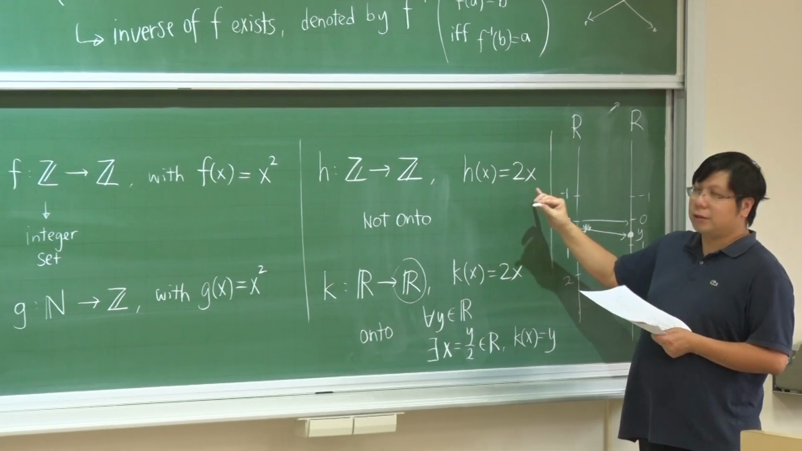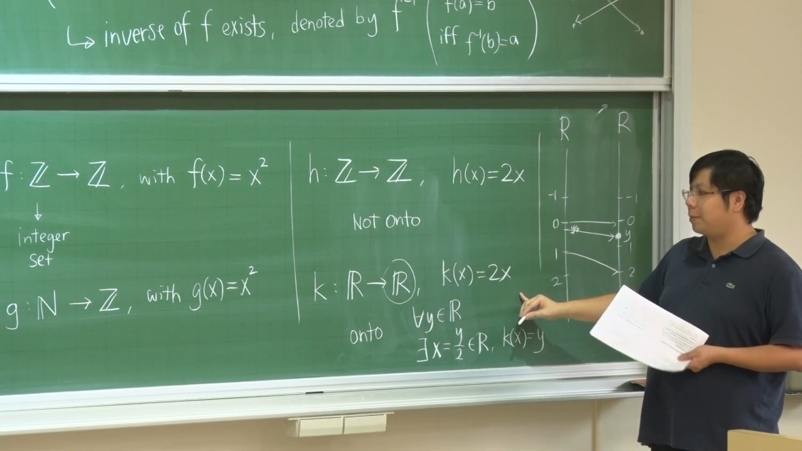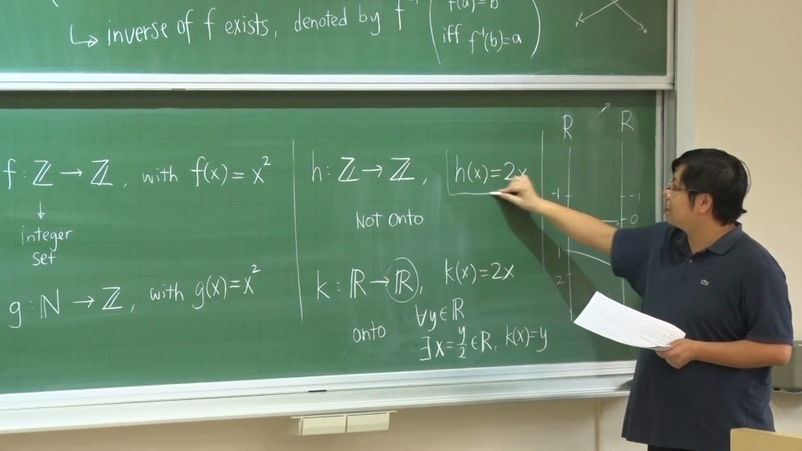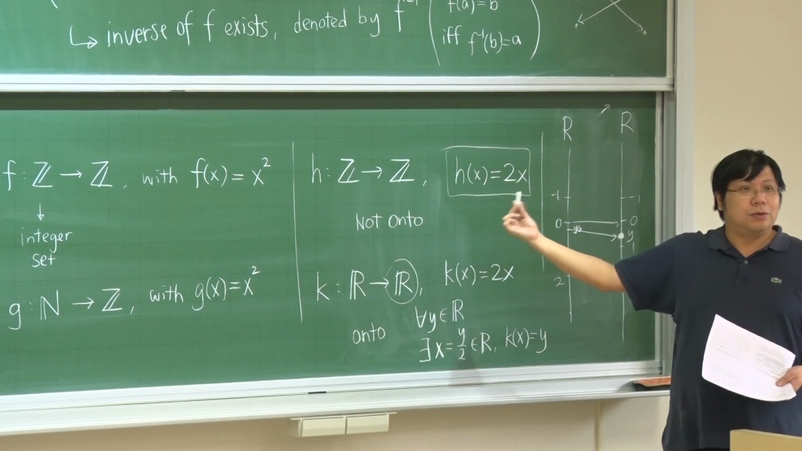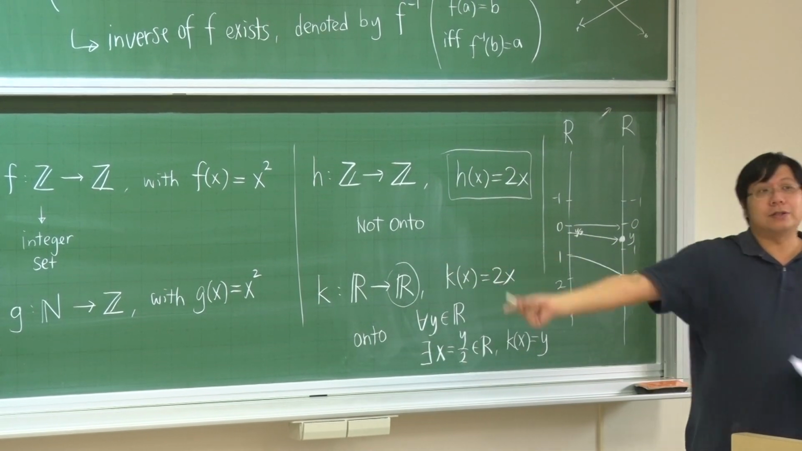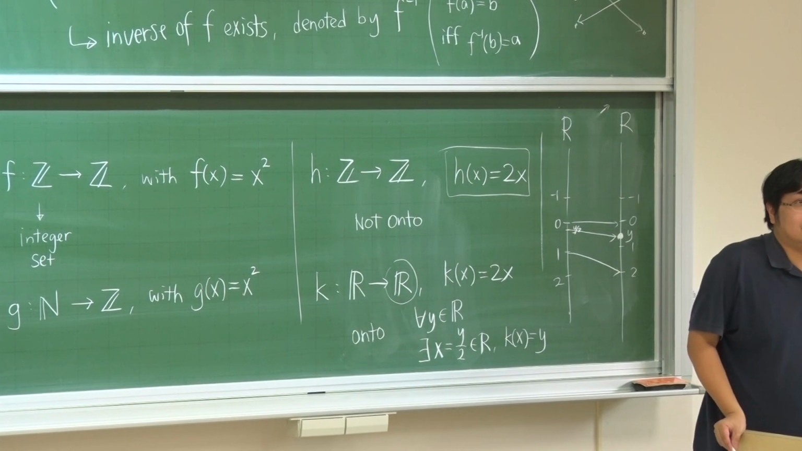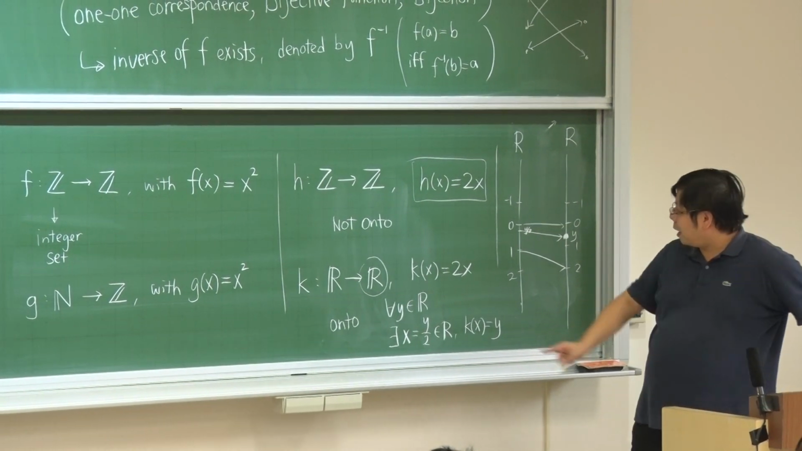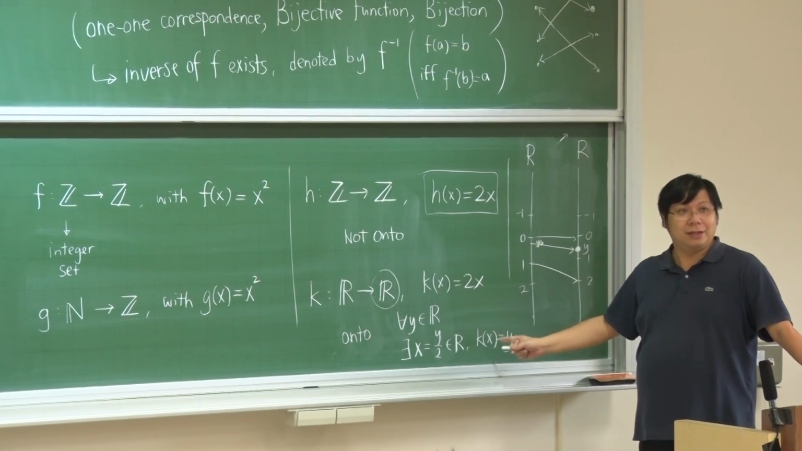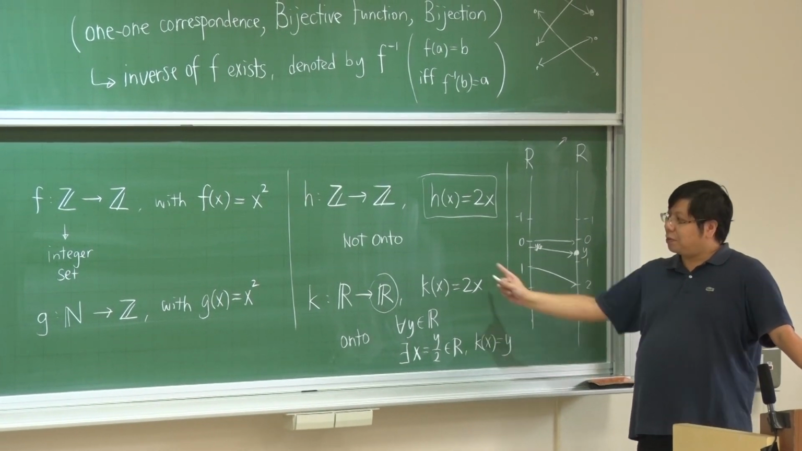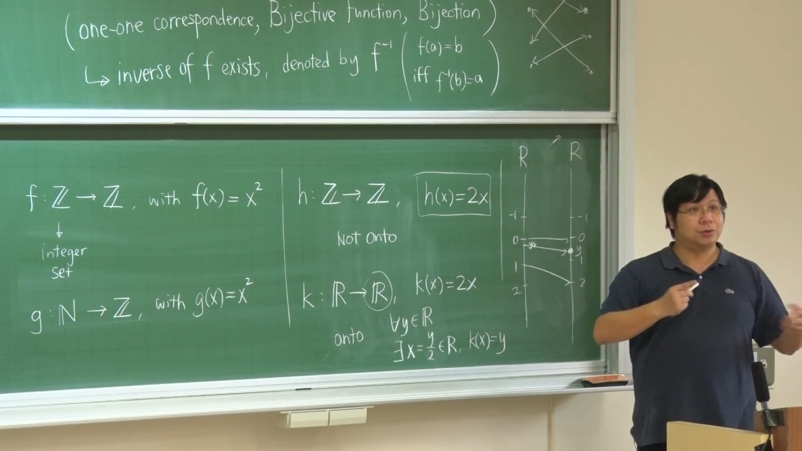So is it a bijection? And is it a bijection, I'm asking. So this is not a bijection. The reason is that it is not onto. If it is not onto, then it is not a bijection. Is that okay? Okay, but how about this one? Is it a bijection? So we have already proved that it is onto.